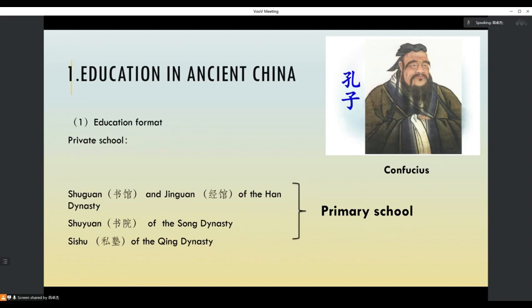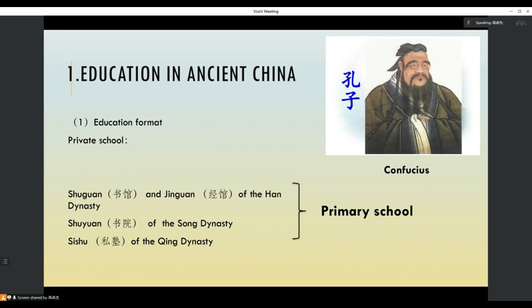Yes. And the Qing is the latest dynasty which had an emperor. In the Qing dynasty, the popular name for private school was 私塾. Private school, 私塾.